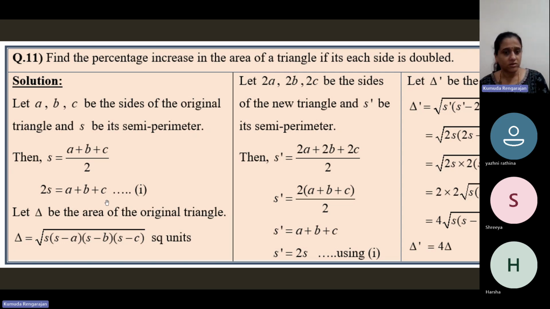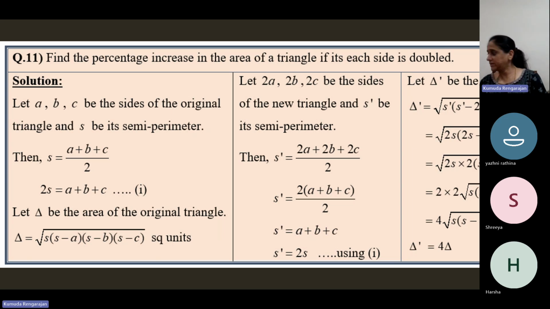Now let delta, the symbol is read as delta, be the area of the original triangle. Now what is delta given by? The area is given by square root of S into S minus A into S minus B into S minus C square units. See, we don't have any numbers in the question, so you cannot find the numerical value for area.